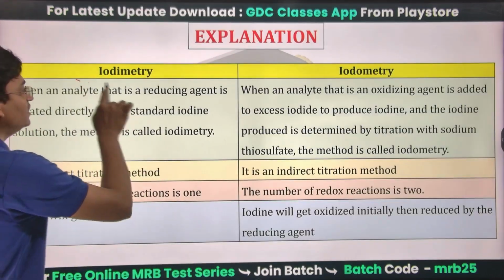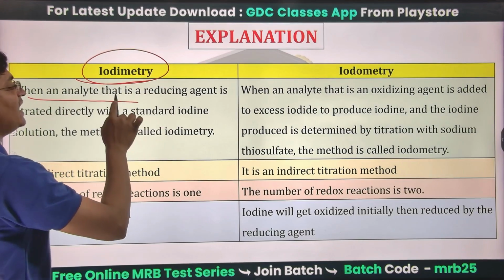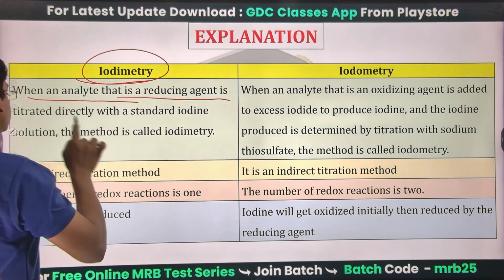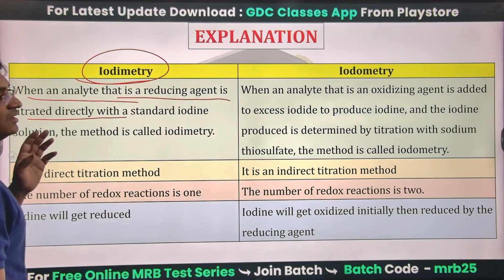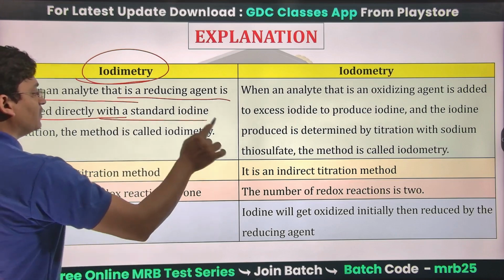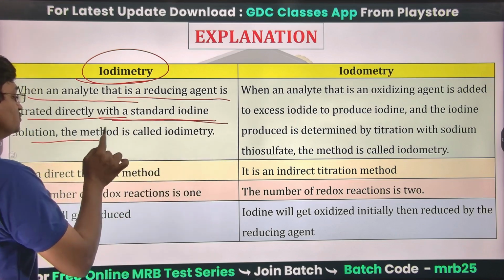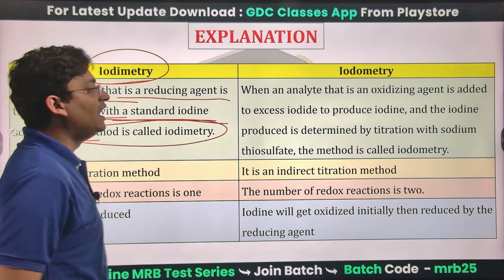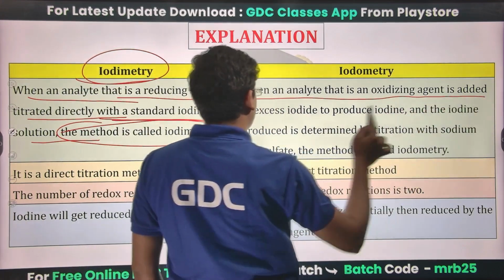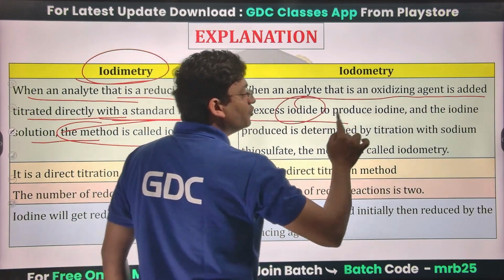In iodimetry, the analyte, that is a reducing agent, is titrated with a standard iodine solution, and that method is known as iodimetry. When an oxidizing agent is added to excess iodide to produce iodine, that is iodometry.